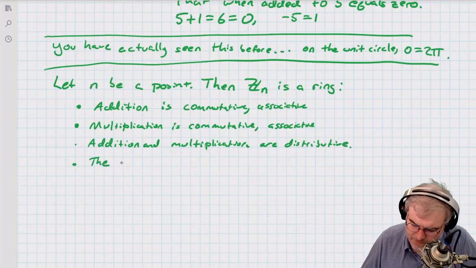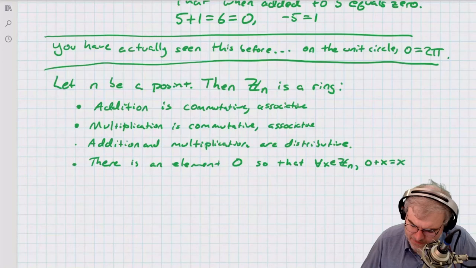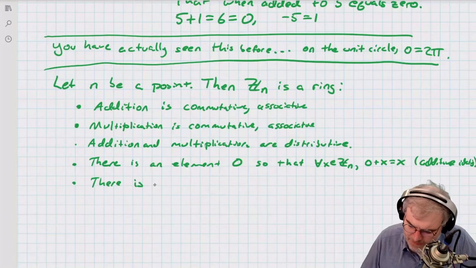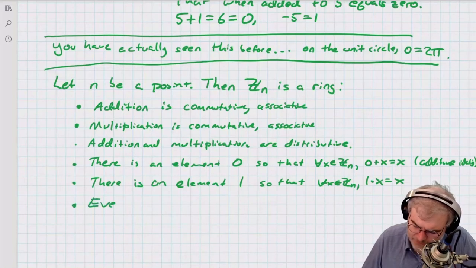Okay. There is an element zero so that for all x in Zn, 0 plus x equals x. And so we have an additive identity. And there is an element 1 so that for all x in Zn, 1 times x equals x. And every element has an additive inverse.